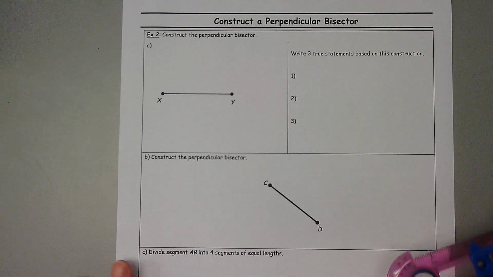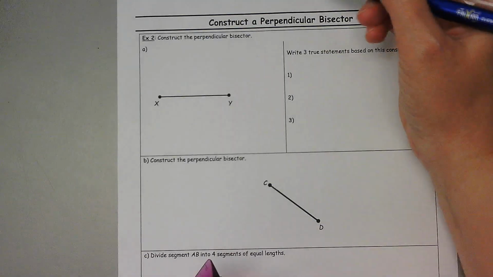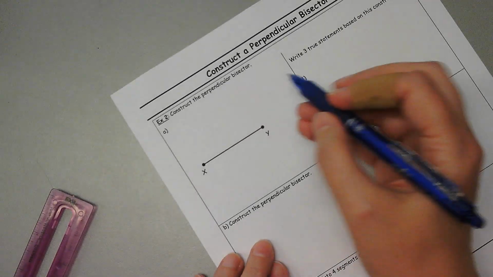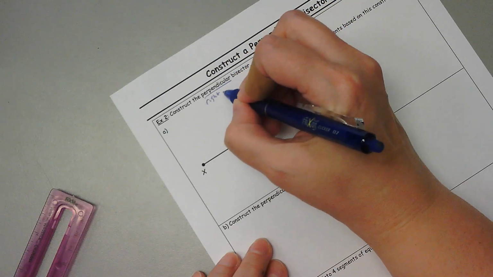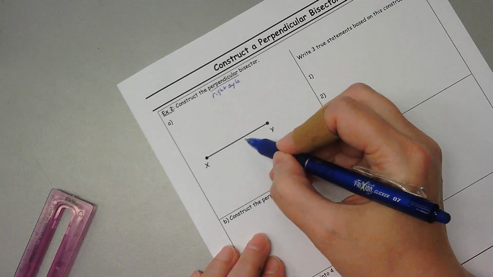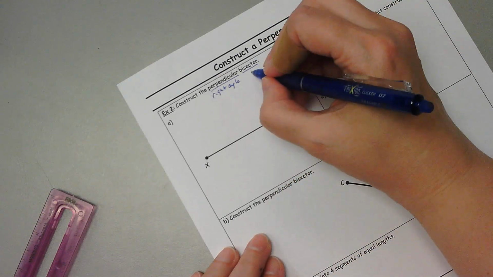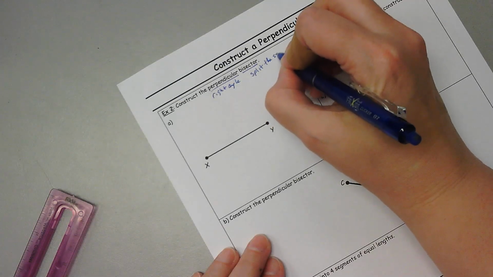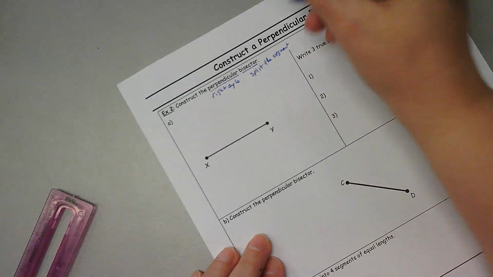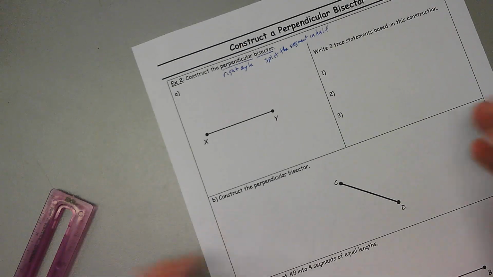So for this one, example 2, we're going to construct the perpendicular bisector. Now the perpendicular bisector has two qualities. One, it's perpendicular, so it's going to make a right angle with the line segment that we are given. And it will also be the bisector, which means it's going to split the segment in half. It's going to bisect it.